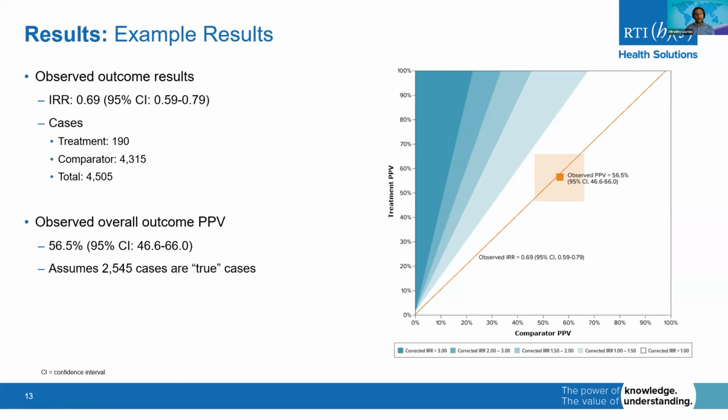Overall, the study observed 4,505 cases of the outcome in the database. You can see that there's a much larger number of cases in the comparator group than in the treatment group. So if we use the overall PPV estimate of 56.5%, we can assume that 2,545 of the 4,505 observed cases are true cases, as the PPV is the proportion of observed cases which are true positives. And that total number of 2,545 will come in handy a little later on as we evaluate what level of differential misclassification is reasonable with our observed data.